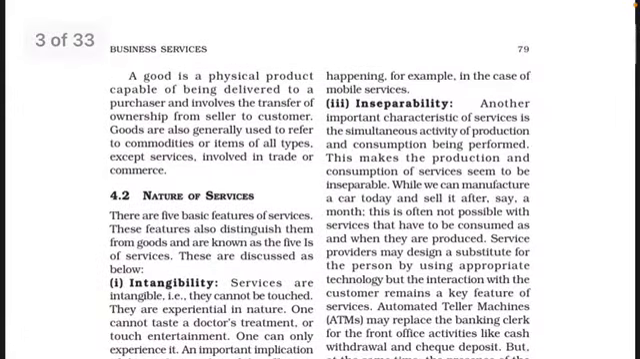Next one is inseparability. Inseparability means, as I told you already, you cannot separate services from the service provider. It's given here that it is a simultaneous activity of production and consumption being performed. They should be produced at the time of demand exclusively. So you can say that it cannot be separated from the service provider.